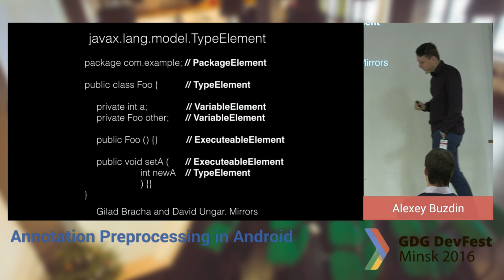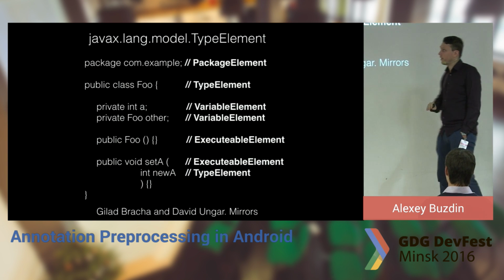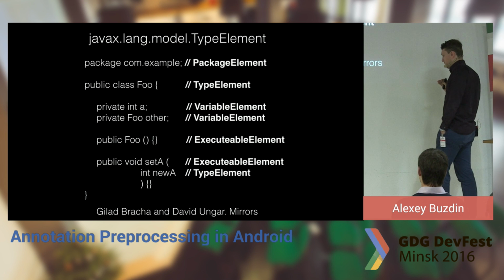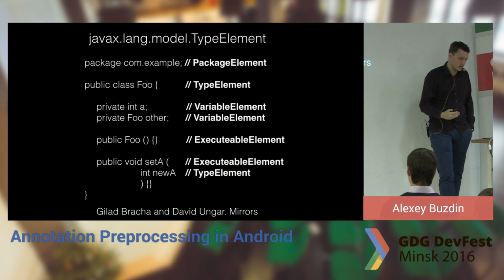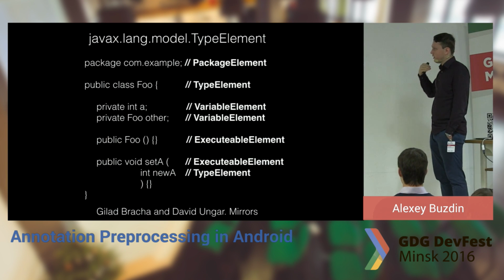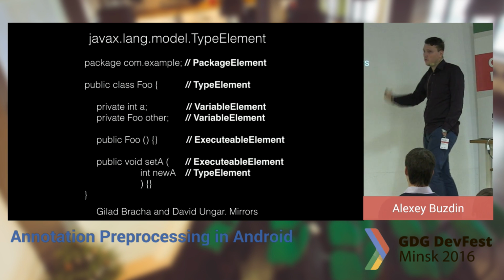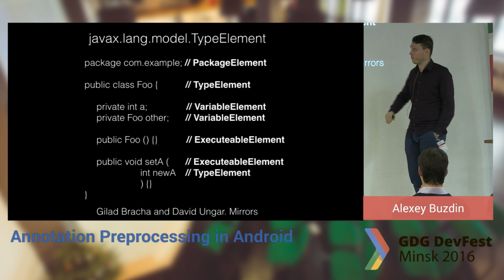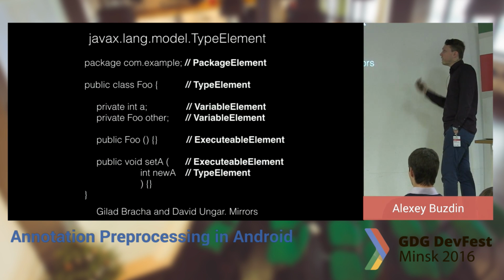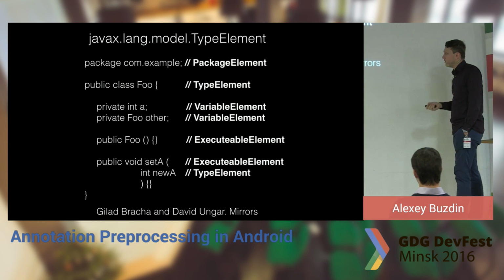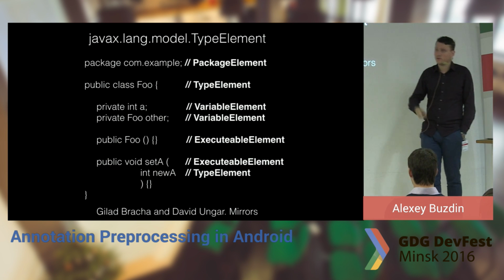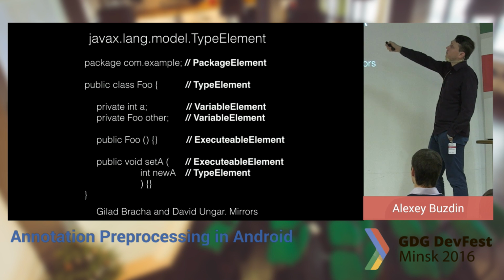So the first difference from reflection is that reflection works on bytecode during runtime, and javac doesn't know what is happening in your reflection code. In annotation processing, two guys, Gillett and David, wrote an alternative to reflection called javax.lang.model.